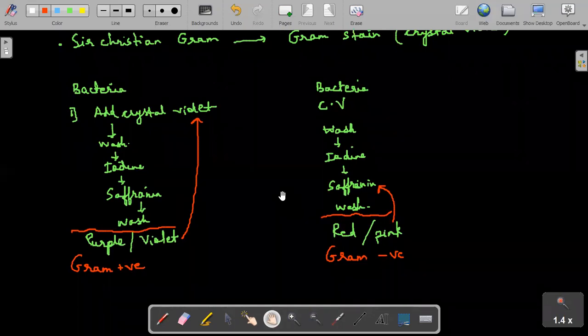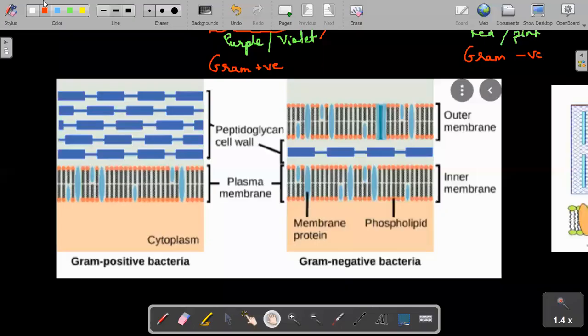Now let's come to the principle which is involved here. When it comes to a gram positive bacteria, they have a thick peptidoglycan layer. This is a thick peptidoglycan layer, this full structure from here to here. And inside they have a plasma membrane. So peptidoglycan is a part of what? Cell wall.